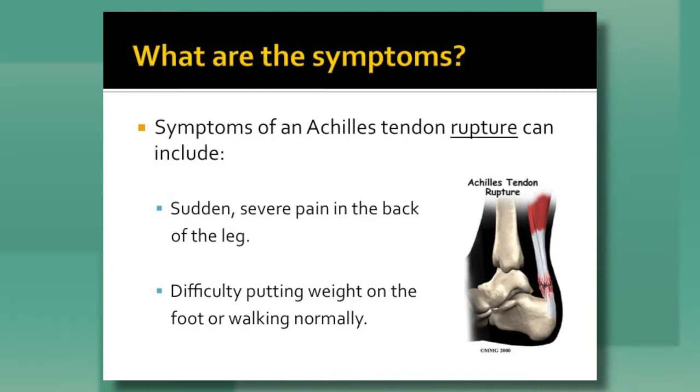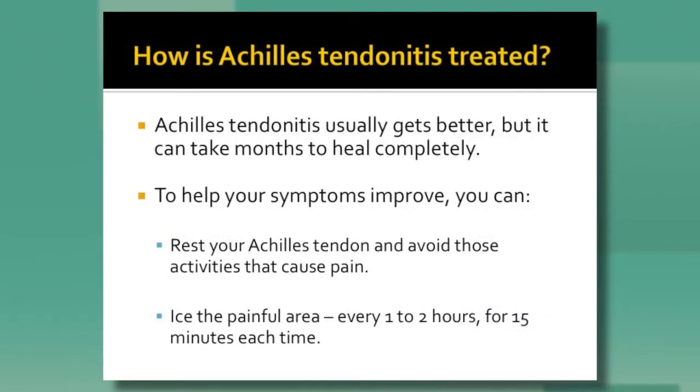Symptoms of an Achilles tendon rupture can include a sudden severe pain in the back of your leg. Most patients with an Achilles tendon rupture will come into the office with weakness with plantar flexion, and they generally tell me that it feels like someone kicked them in the back of their leg, and when they go to turn around, there's no one standing there. Achilles tendonitis usually gets better with conservative treatment options, but can take several months to completely heal.